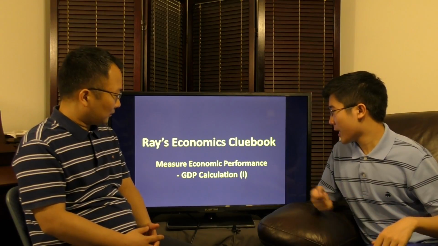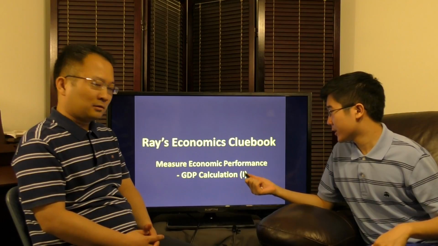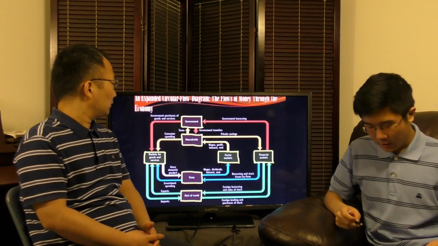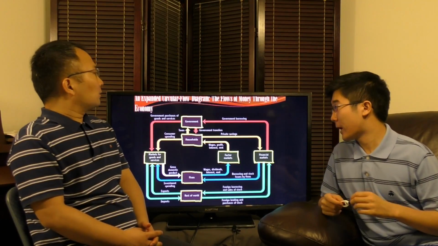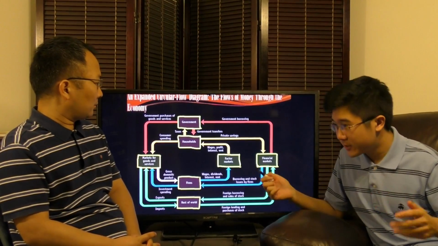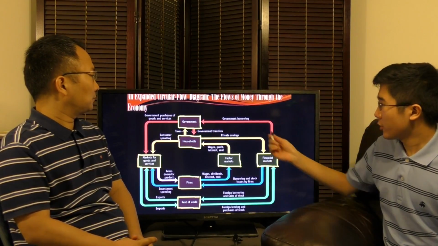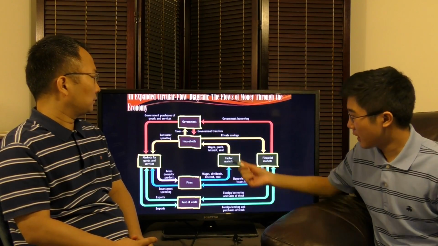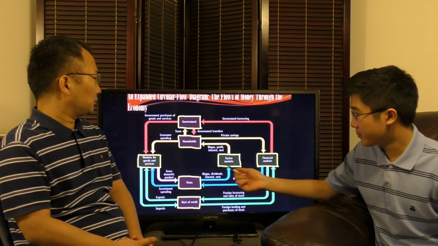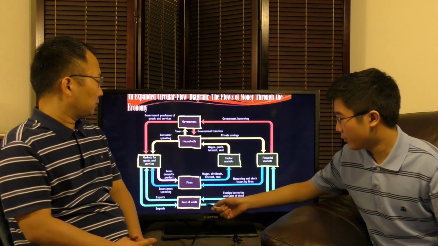Today, we'll be measuring economic performance and continuing this by talking about how we can use GDP calculations. Last video we talked about the circular flow diagram, and we reached this last, more advanced version that showed more entities: the government, households, the financial markets, the goods and services markets, the factor markets, firms, and lastly the rest of the world.